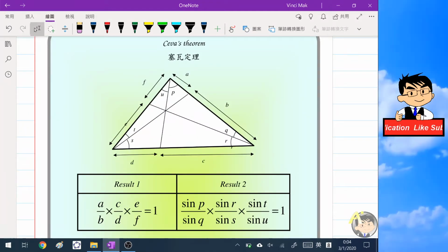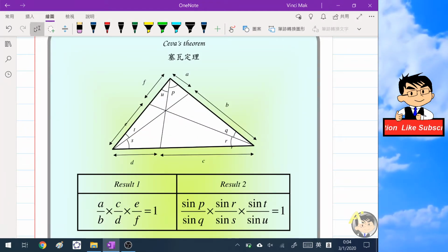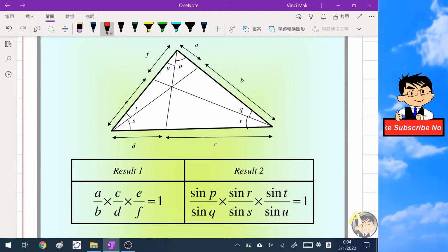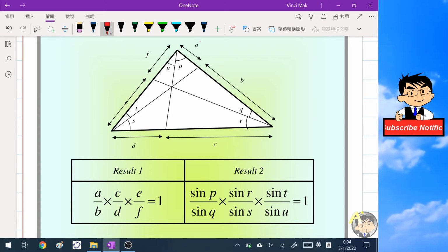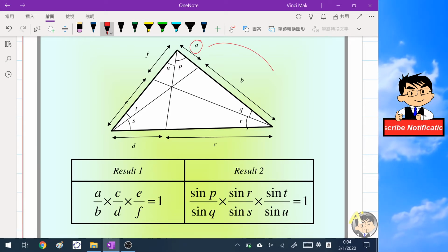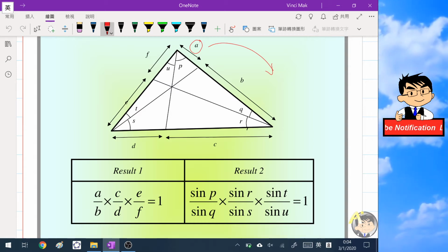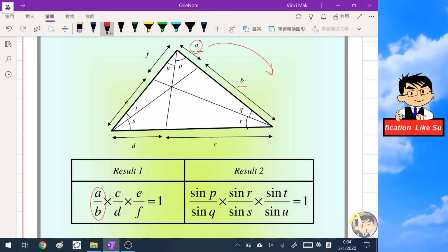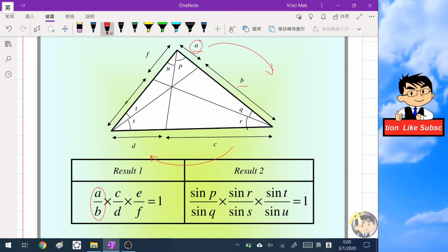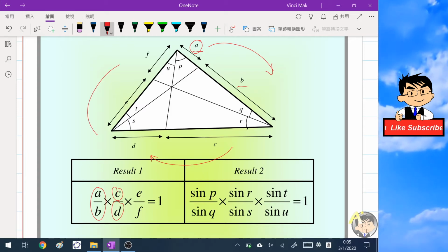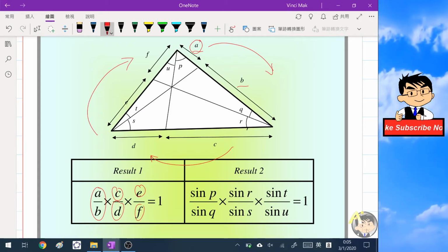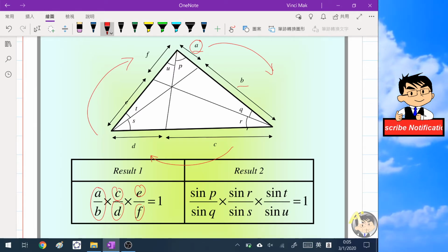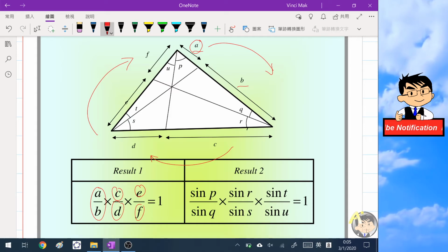There are two main results from the Ceva theorem, and the first one is more famous. It's about the ratio of the side lengths. We can start from A and then go clockwise, and write down the ratio A over B here, and then C over D here, and then E over F here. And the product of these three ratios is equal to 1. So this is the first result of the Ceva theorem.